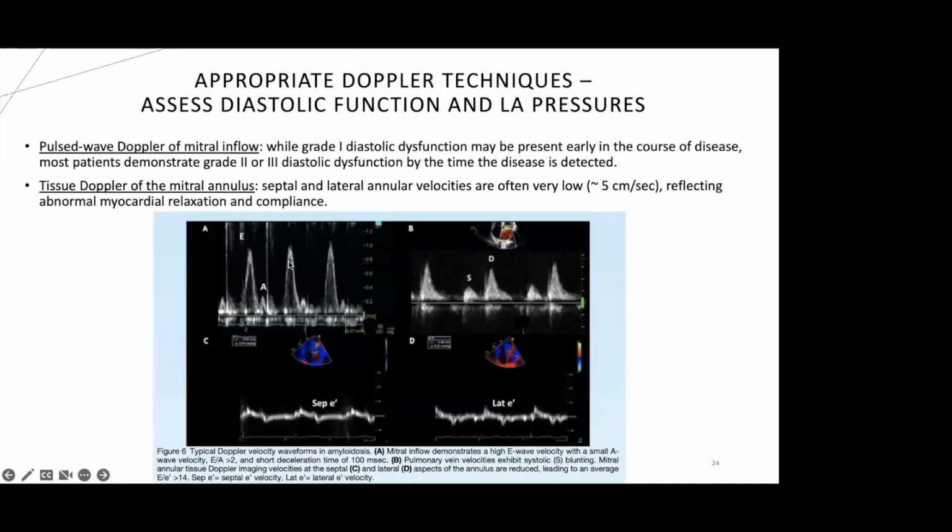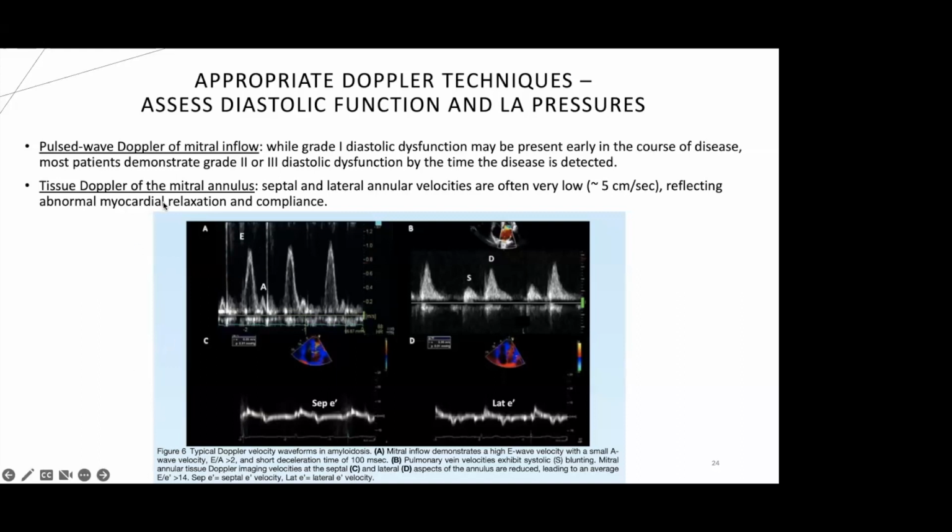So panel A is our pulsed wave Doppler of the mitral inflow. Usually patients start getting grade 1 diastolic dysfunction very early in the disease course, but when we see them, they're usually more progressed and they manifest with grade 2 or grade 3 diastolic dysfunction. And the thing we see on mitral valve inflow classically is a high E wave and an E to A ratio of greater than 1.5 to 2 with a short deceleration time.